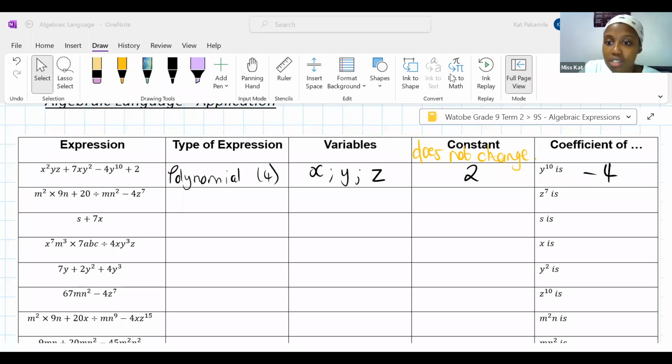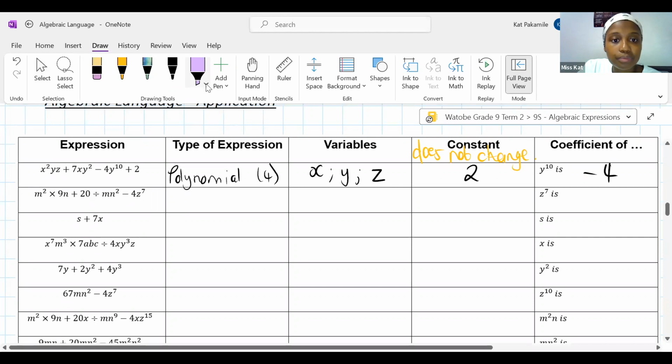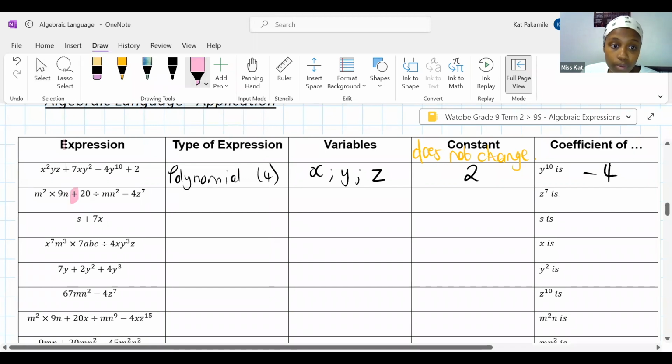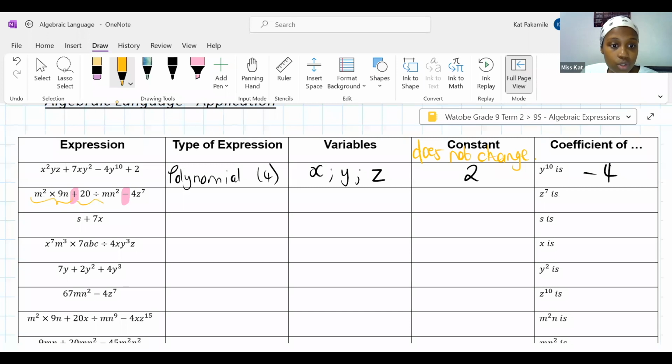Let's hear. Next expression. What type of expression is it? Polynomial. How many terms are there here? Oh, 2 terms. 3, ma'am. Plus, minus. So there's 1, 2, and 3. Thank you very much. So what type of expression is it? A trinomial. Thank you.